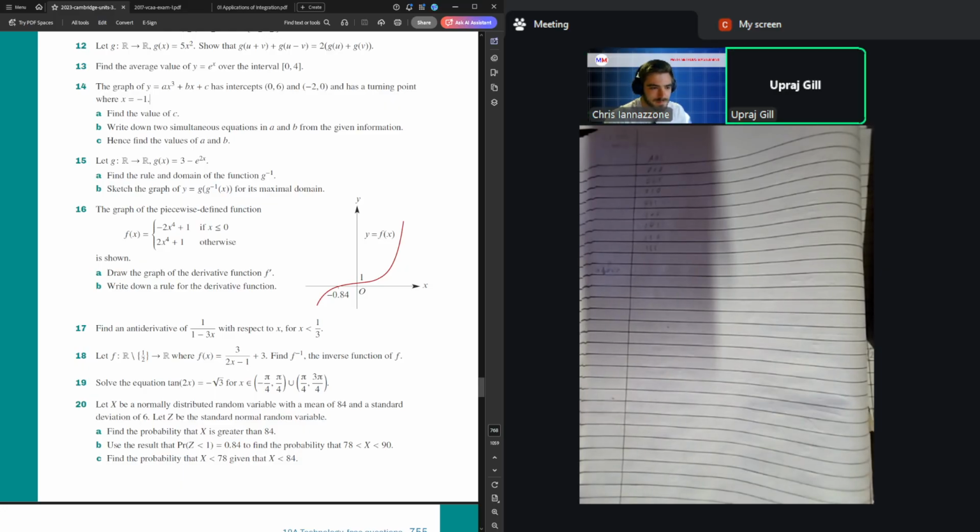Pretty much any time you see turning point, the vast majority of times you're going to do something with the derivative. The equation is going to be b minus 3a is equal to 0. Oh, wait, no, b plus 3a is equal to 0. Yeah, there we go. Hence find the two values of a and b.